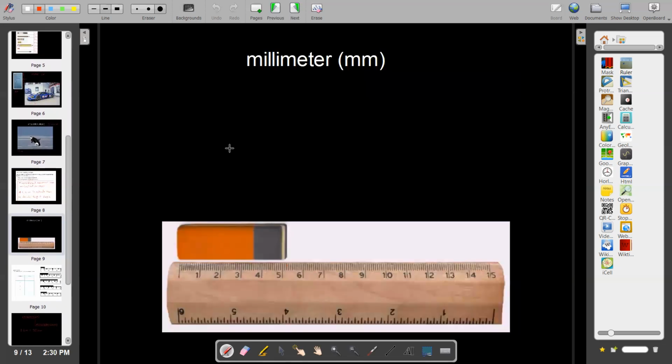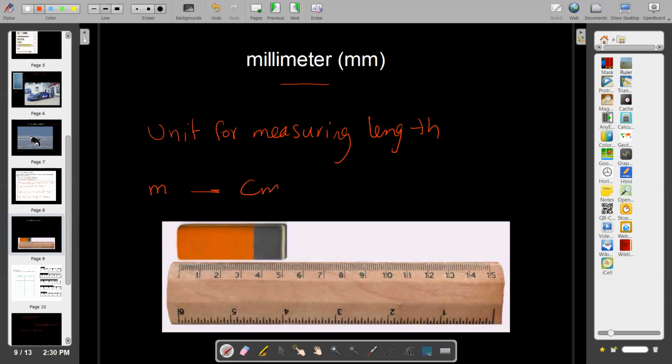It is called millimeter, and the short form for millimeter is mm. Millimeter is also a unit for measuring length. We studied meter, we studied centimeter, and now we'll study millimeter. The short form of millimeter is mm.